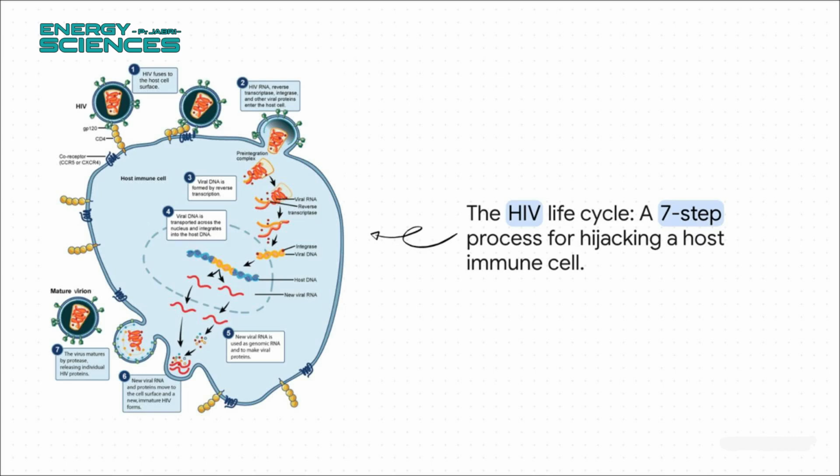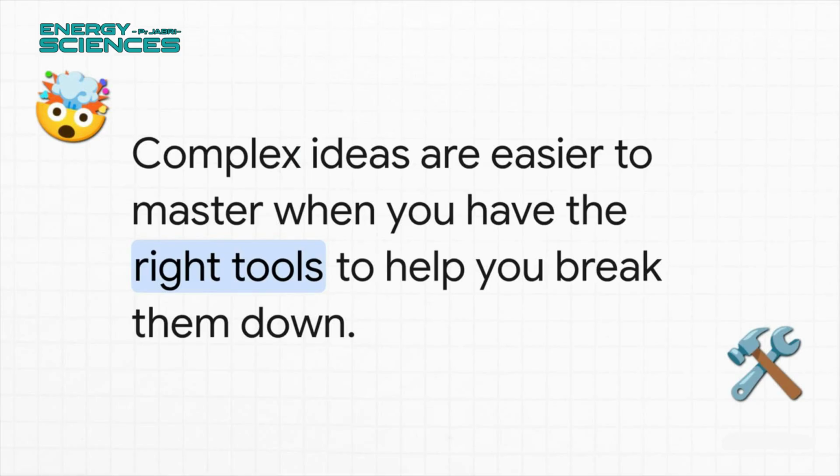I mean, just look at the life cycle of HIV. It's this intricate 7-step dance for taking over an immune cell. And yeah, this is exactly the kind of complex topic that can be really tough to wrap your head around on your own. But here's the thing, you're not on your own. Your textbook is actually powered by Notebook LM, which is like an AI guide. So when you get to a complex diagram like this one, you can just ask the AI to explain each step one by one until it totally clicks. It's like having a personal tutor ready to go 24/7.